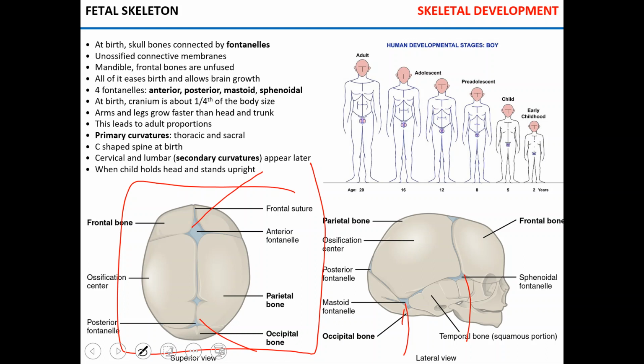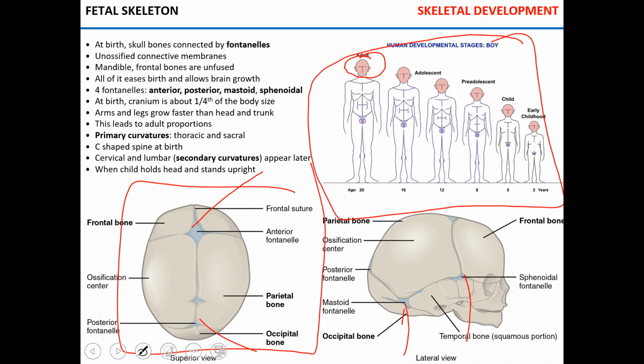Now, the cranium at birth is about a quarter of the body size. As we grow, the head becomes larger, but our body grows at a much faster rate. So the proportions of the head to the rest of the body change over time, as you can see from that illustration. Now, in the spine, interestingly enough, there are only 2 primary curvatures, thoracic and sacral.